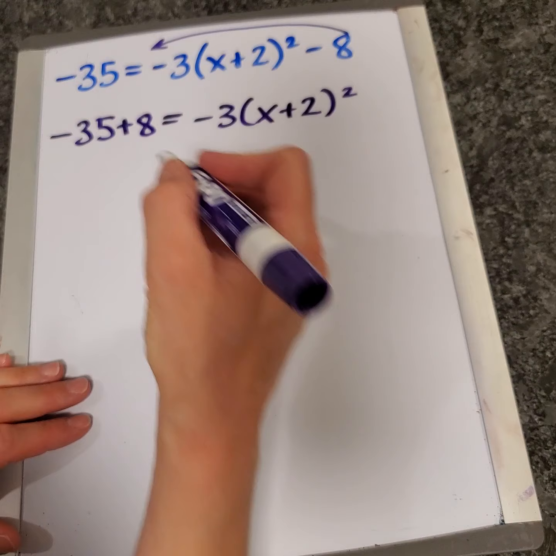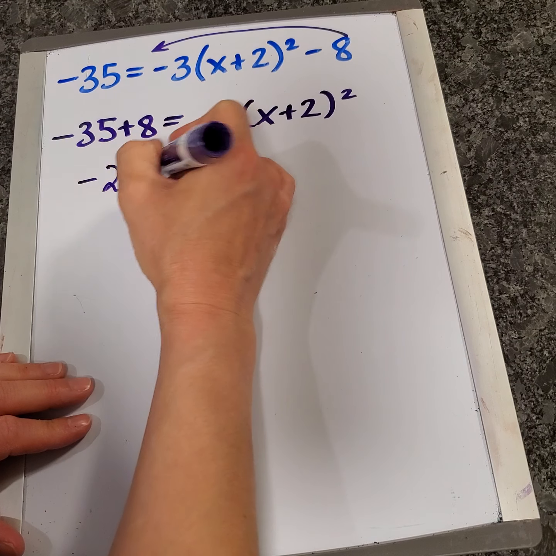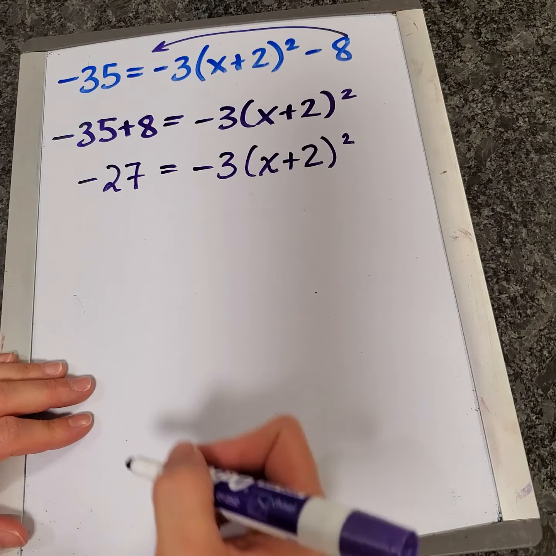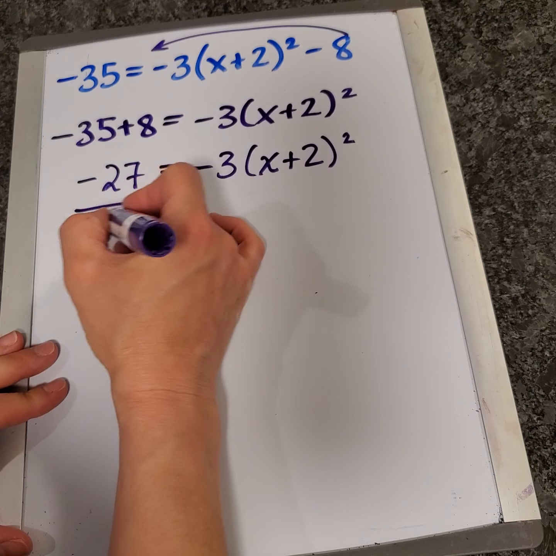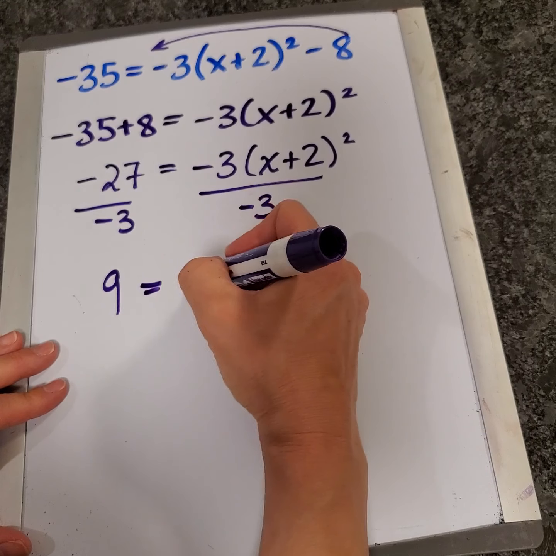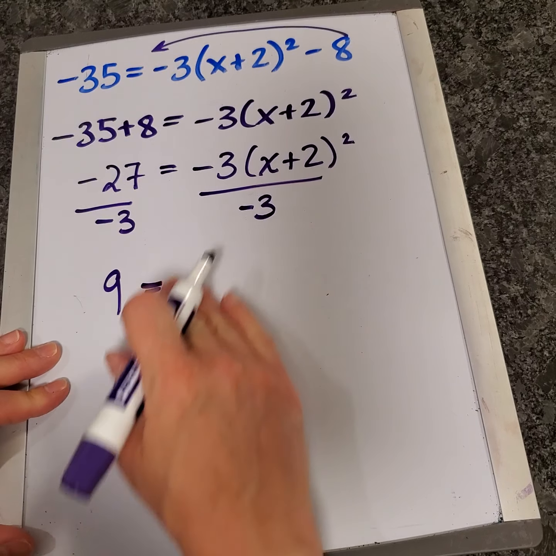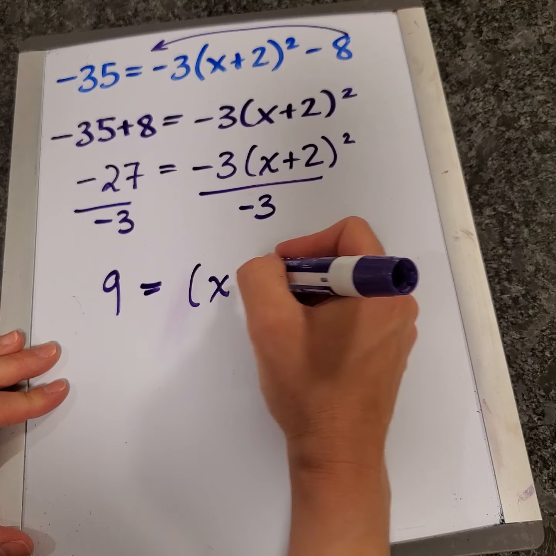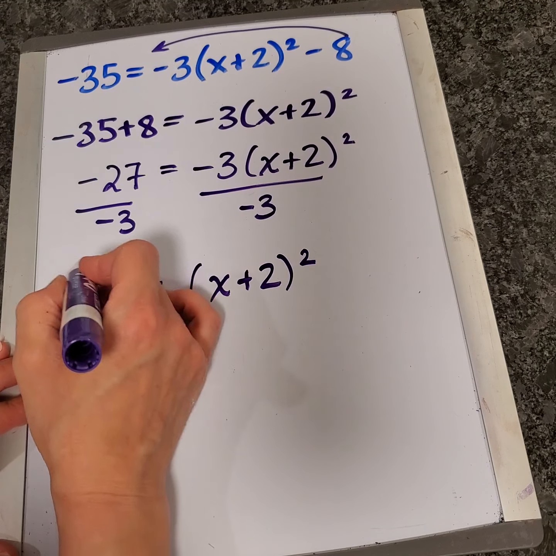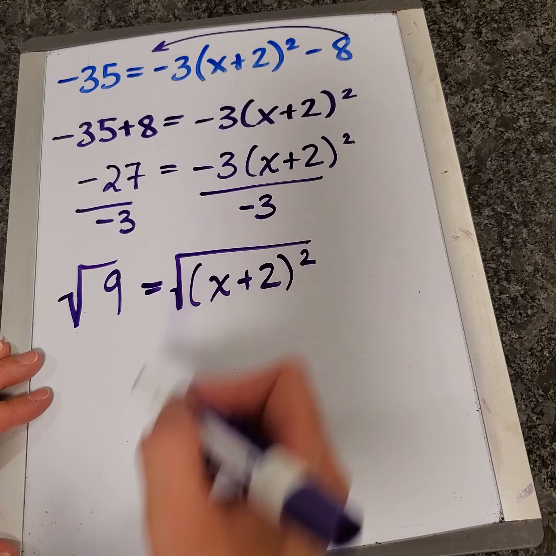Okay, so that works out to be -27 is equal to -3 x plus 2 squared. Now I've got to divide both sides by -3. So +9 is equal to, oopsie daisy, x plus 2 squared. I got to get rid of the squared, which means I am going to square root both sides.